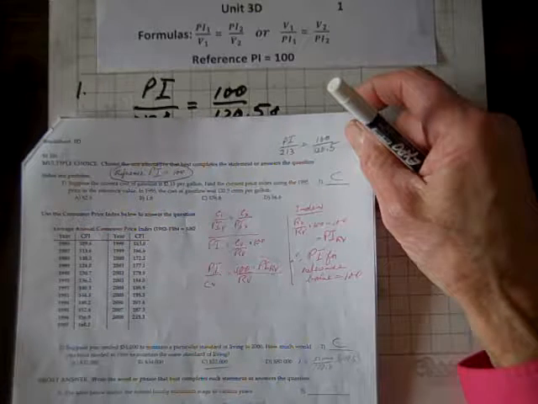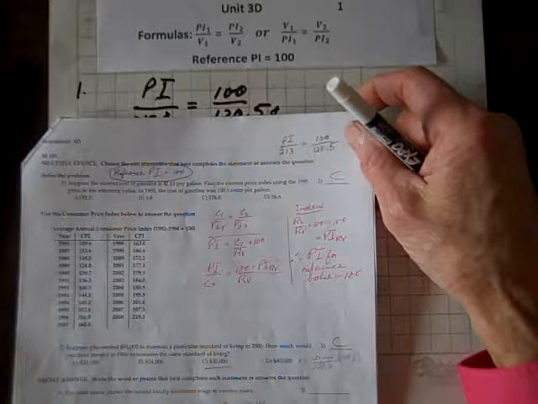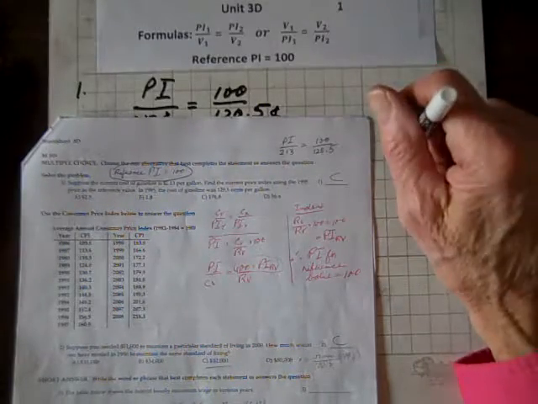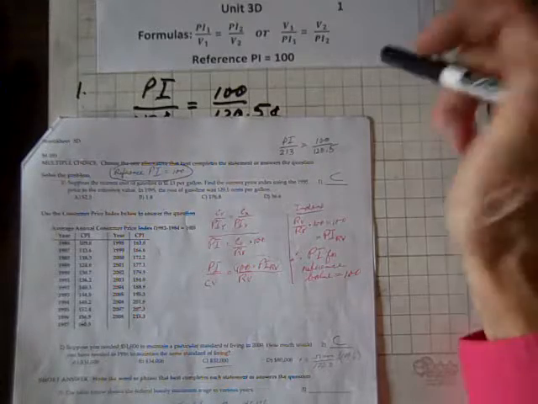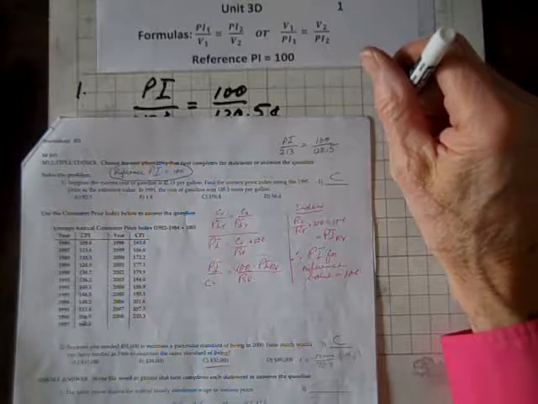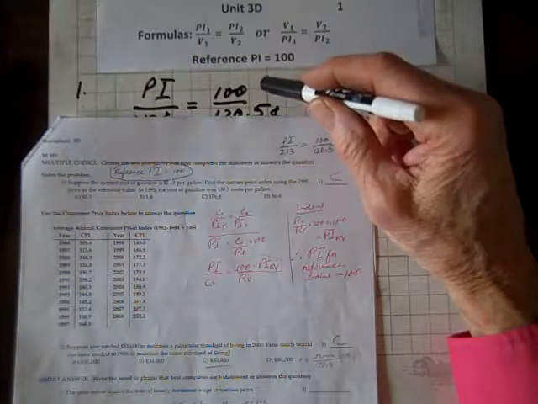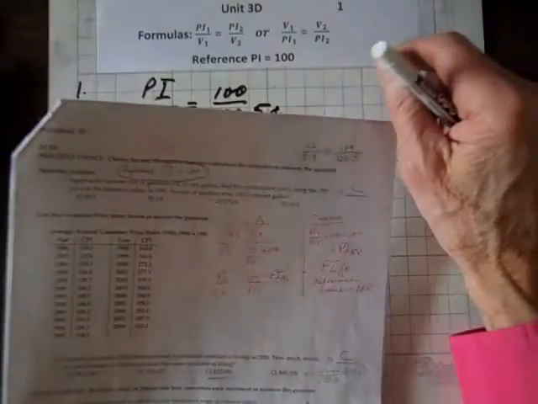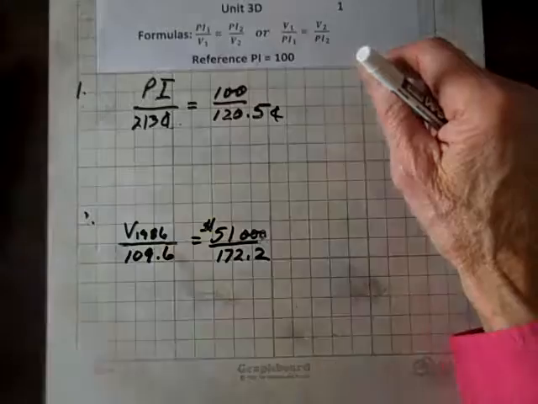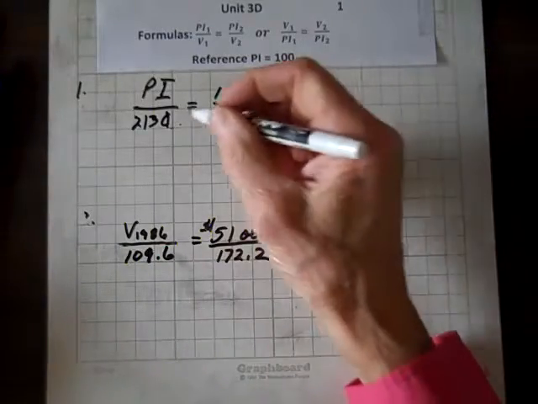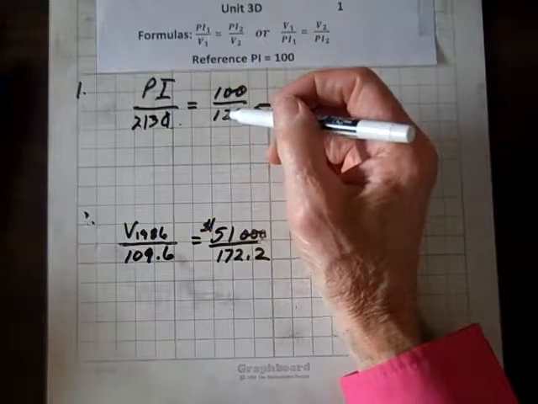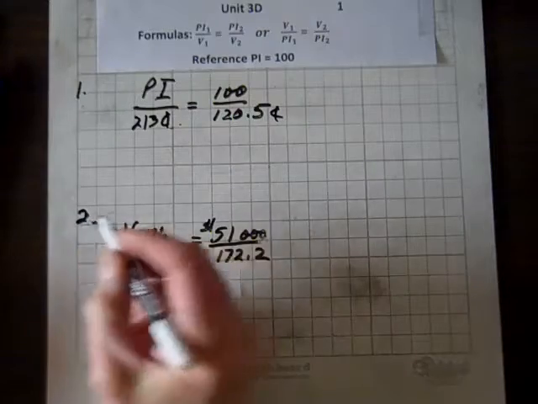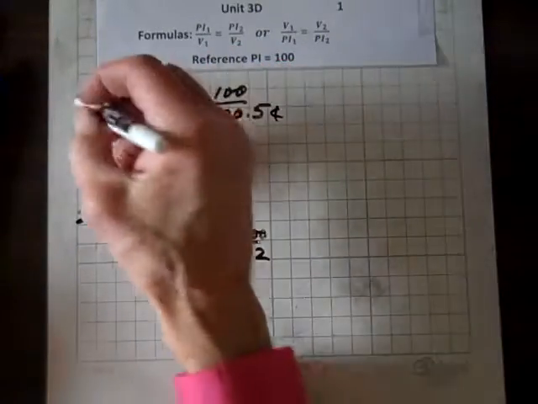It says, suppose the current cost of gasoline is $2.13 per gallon. Find the current price index using the 1995 price as the reference value. And so its corresponding index number for 1995 will be 100. In 95, the cost of gasoline was 120 cents per gallon. So we'll write the $2.13 in terms of cents. So that's going to be 213 cents.